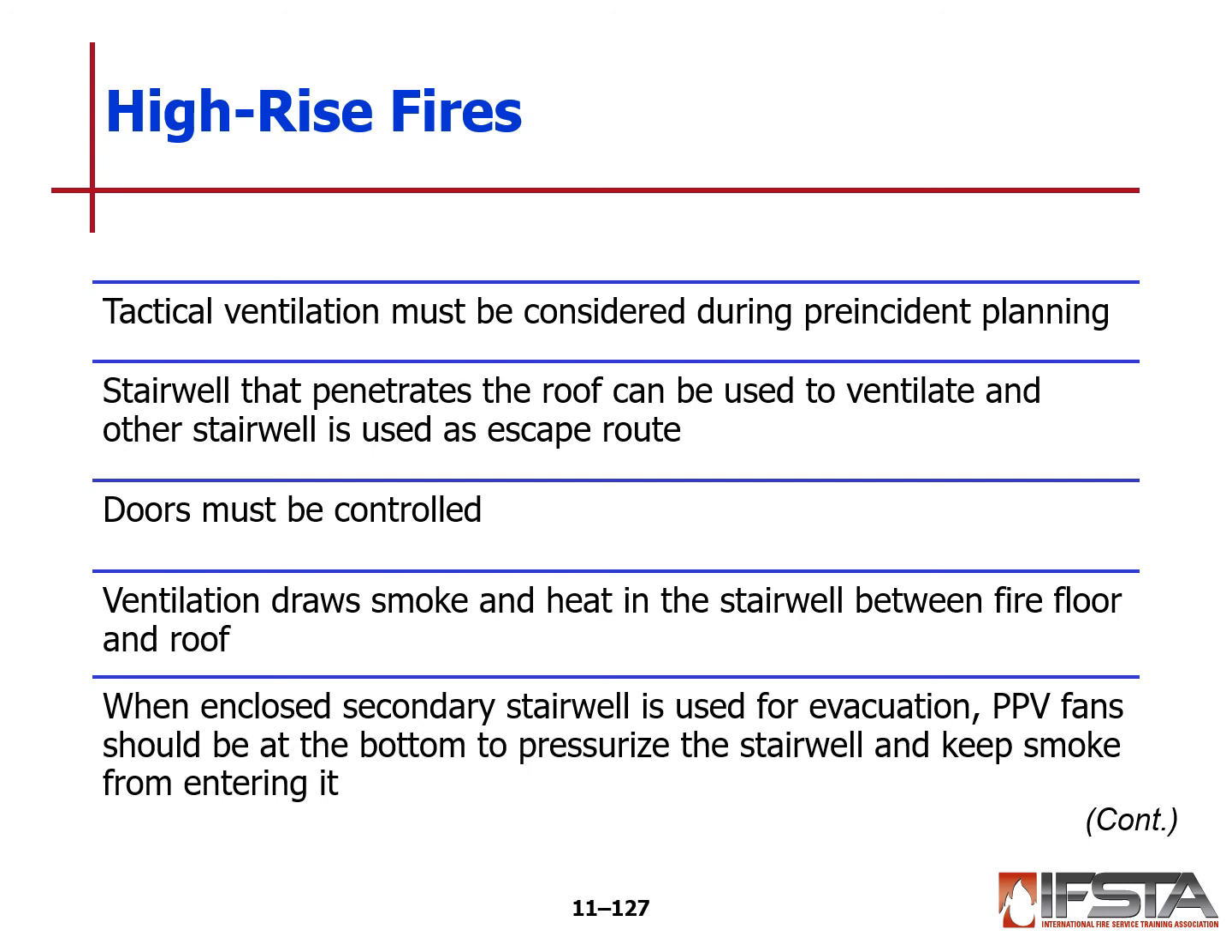Tactical ventilation must be considered during pre-incident planning of these buildings. It is very wise if you have multi-story buildings to pre-plan them. A stairwell that penetrates the roof can be used to ventilate, and another stairwell used as the escape route. Doors must be controlled. Keep your doors and your stairwells closed. Ventilation draws smoke and heat in the stairwell between the fire floor and the roof. When enclosed, the secondary stairwell is used for evacuation. PPV fans should be at the bottom to pressurize the stairwell and keep smoke from entering it.